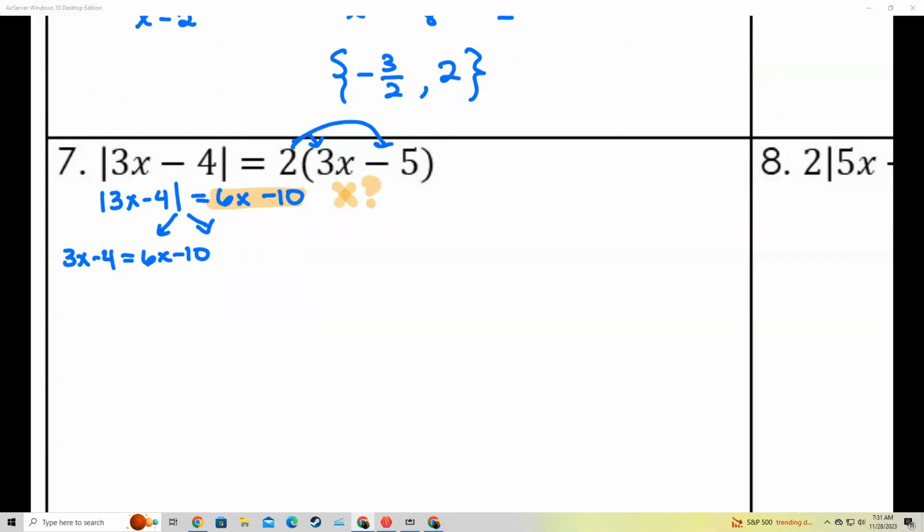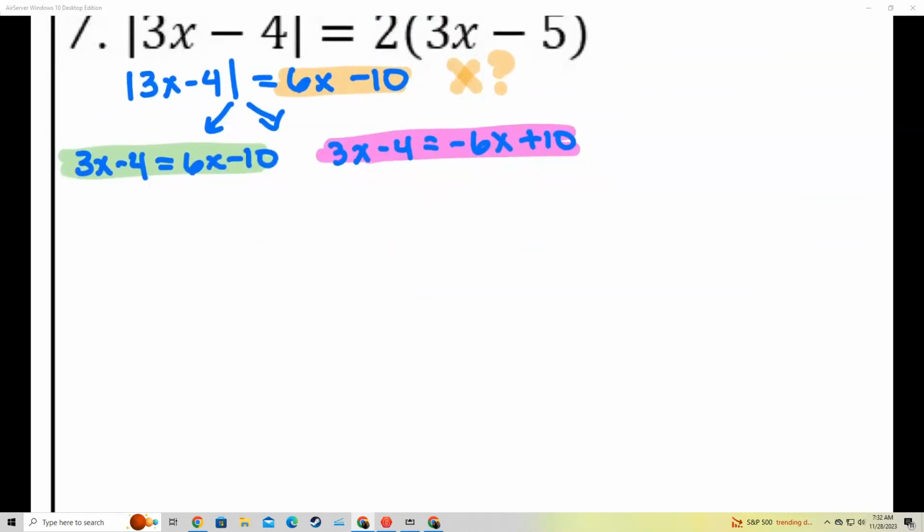The second one, we're going to keep the first part the same. 3x minus 4 is equal to, but we need to take the opposite of the second side. And when I say the opposite of the second side, that means I need to change all the signs on the second side. So that 6x is going to turn into a negative 6x, and that negative term is going to turn into a positive 10. So this is my first possible solution, and this is my second possible solution, and we're just going to go ahead and solve each side.